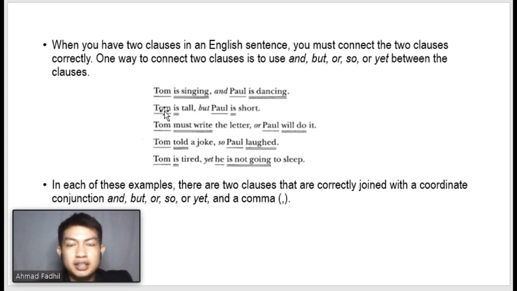There are some examples here. Tom is singing and Paul is dancing. So this is two clauses. The first clause is Tom is singing. The second clause is Paul is dancing. And to connect these two clauses we need a connector, and the connector in this sentence is and. Another one: Tom is tall but Paul is short. So the connector is but.